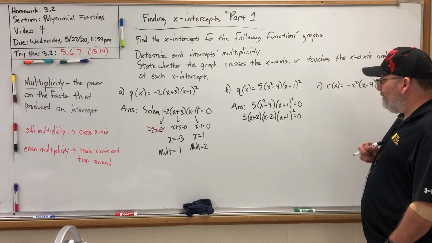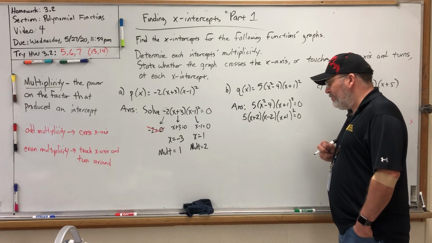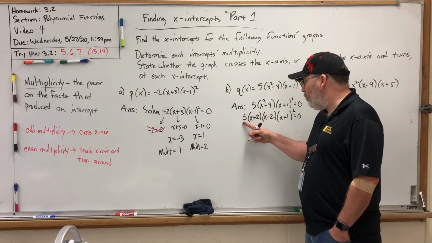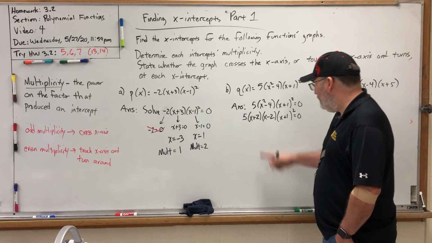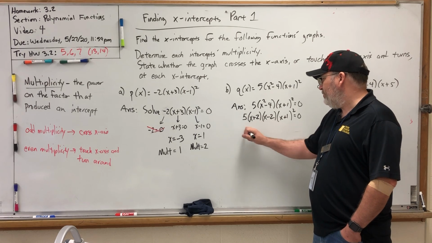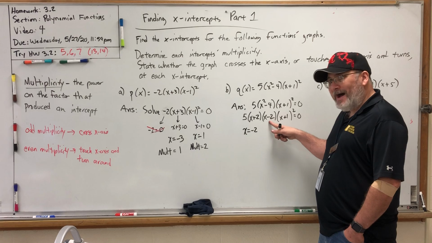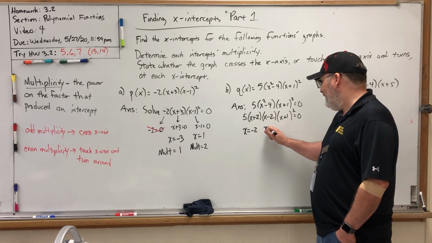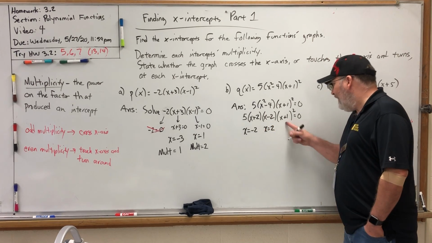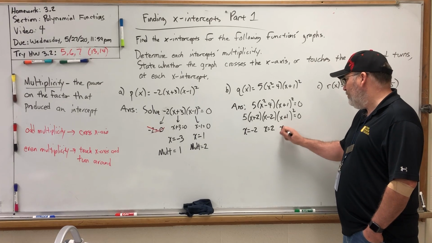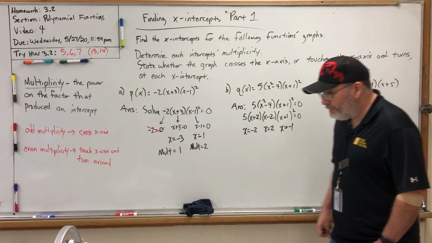But now that it's completely factored, I can dig out the x-intercepts rather easily. This 5 won't give me 1, just like the negative 2 didn't. If I put x plus 2 equal to 0 and solve it, I get x equals negative 2. If I put x minus 2 equal to 0 and solve it, I get x equals positive 2. And if I put x plus 1 equal to 0 and solve it, I get minus 1.